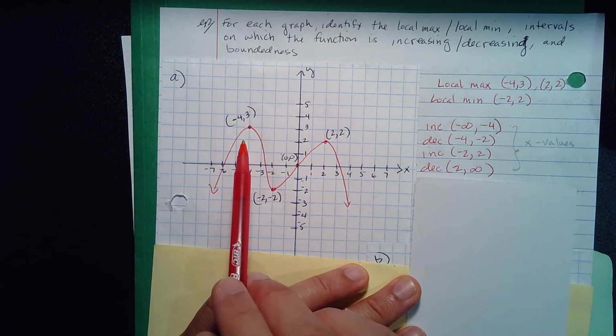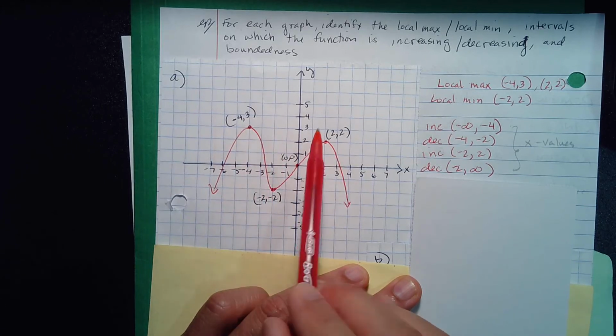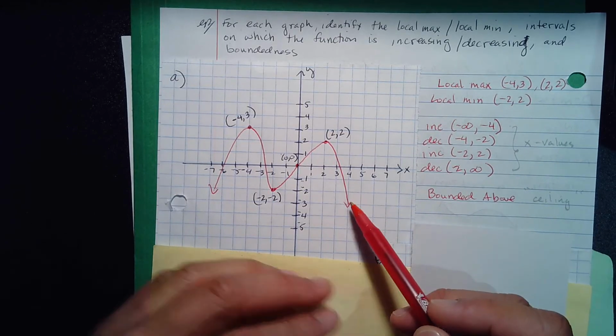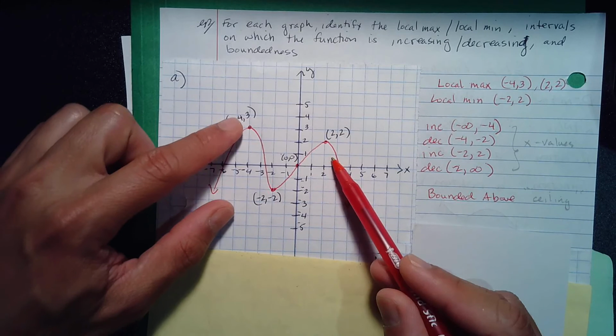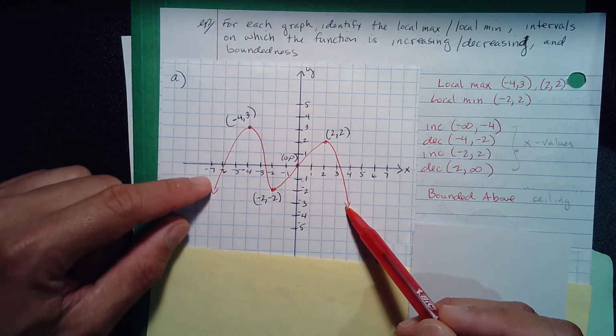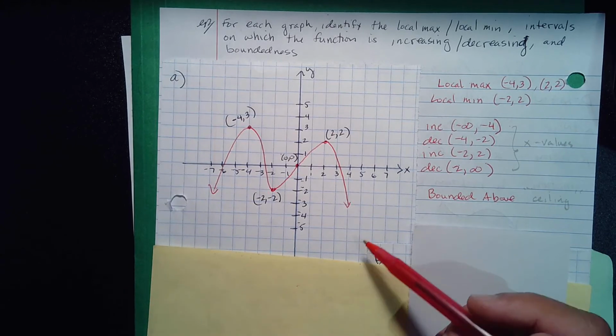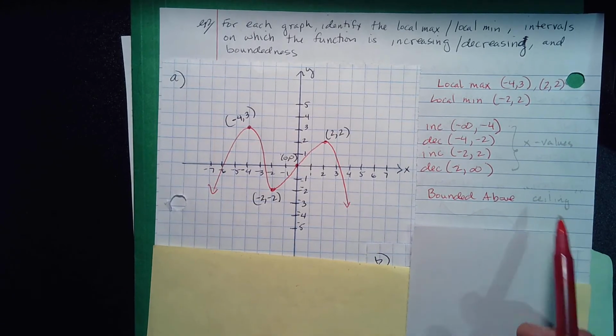Again, think x values. Last thing is to check boundedness. This function is bounded above, meaning there's a ceiling here. There's a cap. It's not bounded below, because these arrows mean it continues to go lower and lower. There is no floor. So this is bounded above because it has a ceiling.